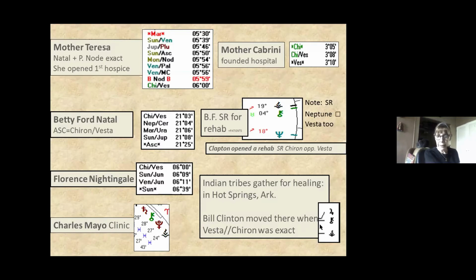Now this is a very interesting manifestation. Here's Bill Clinton. Here's his natal chart. That's what a declination looks like. He's got natal Vesta Chiron. Jupiter's there also, but we're just going to be looking at that Vesta Chiron. When he moved to Hot Springs, Arkansas, this Vesta Chiron came exact by progression. And it turns out that Hot Springs, Arkansas is a gathering place for Indians for healing.